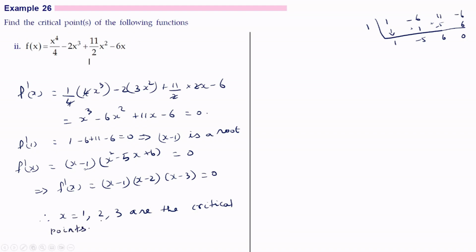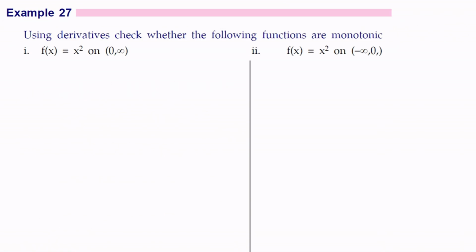So these are the critical points. Next question, using derivatives, check whether the following functions are monotonic. The first one is f of x equal to x square on the open interval 0, infinity. So we have to check whether these functions are monotonic or not.